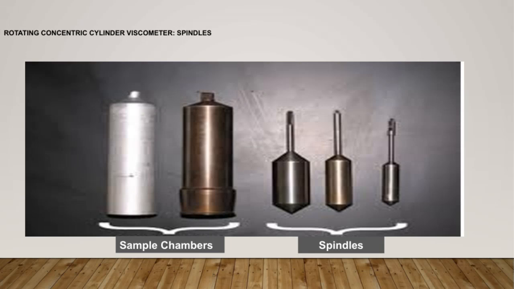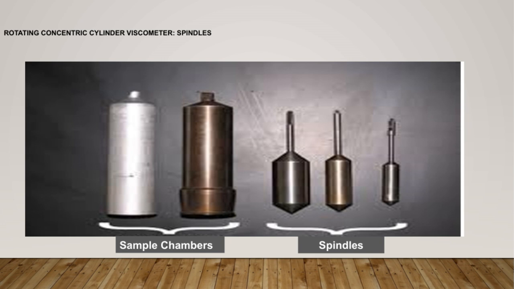Now, let's take a closer look at spindles and sample chambers. These are essential components in viscosity measurements. When we use a rotating concentric cylinder viscometer, the spindles are the parts that actually rotate within the sample. They come in different types and sizes, depending on the specific material we're testing. The design of the spindle affects how accurately we can measure viscosity.